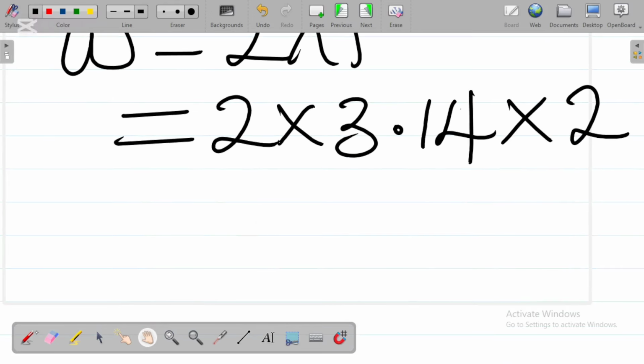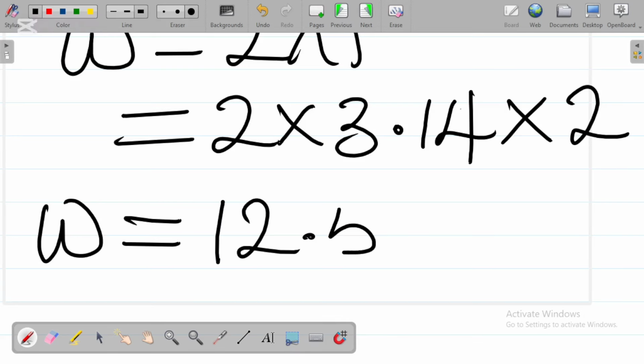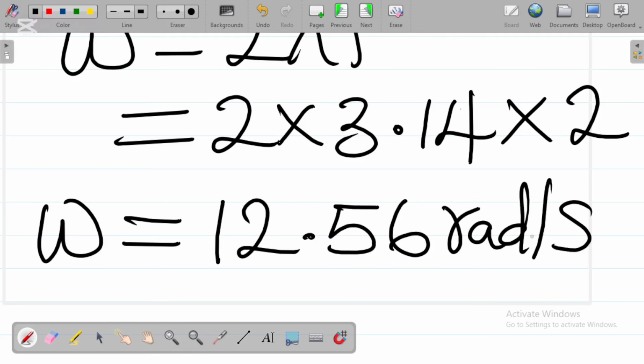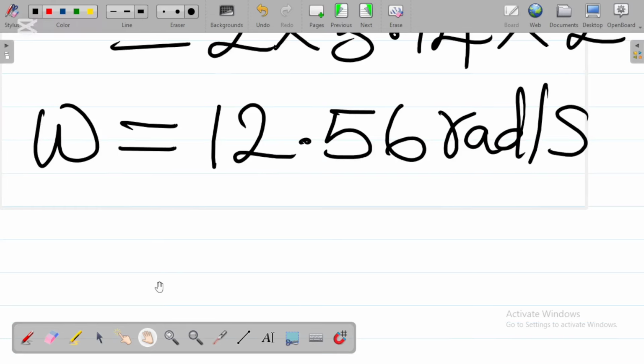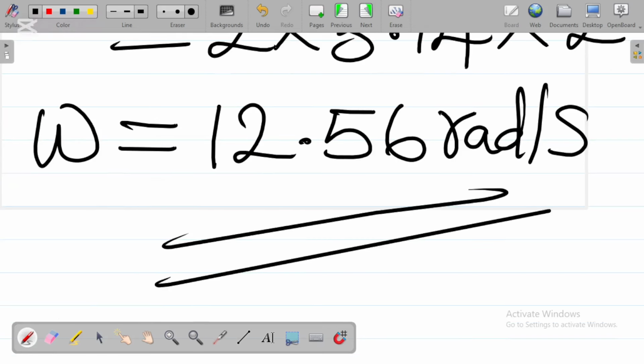Alright, kindly punch your calculator. 2 multiplied by 3.14 multiplied by 2. So therefore, angular frequency is equal to 12.56 radians per second. So this is our final answer.